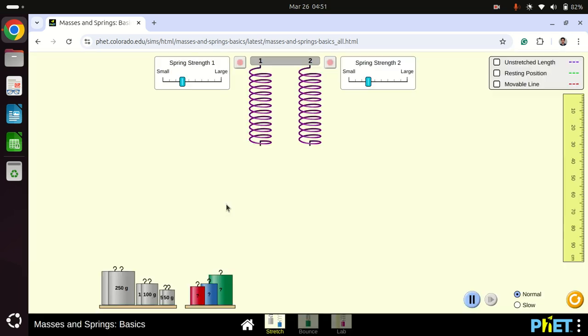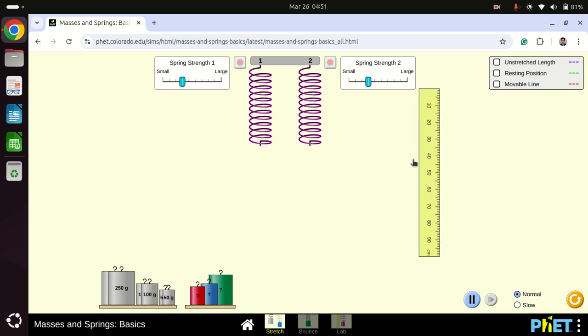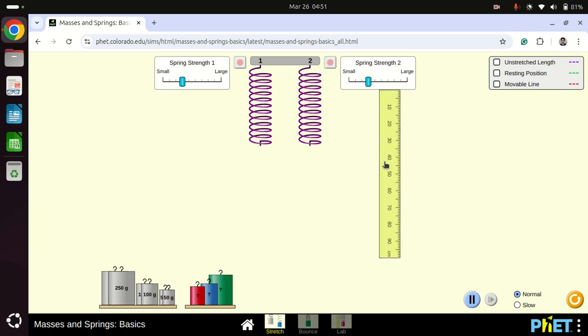So here we have different springs, two springs we have, and we have different masses. And we will have this scale if we want to measure the extension of this. We can have here unstretched length, resting position, and movable line, but we don't want movable line now.